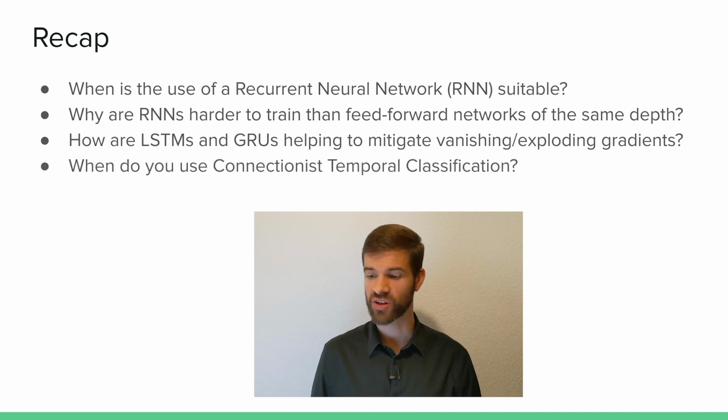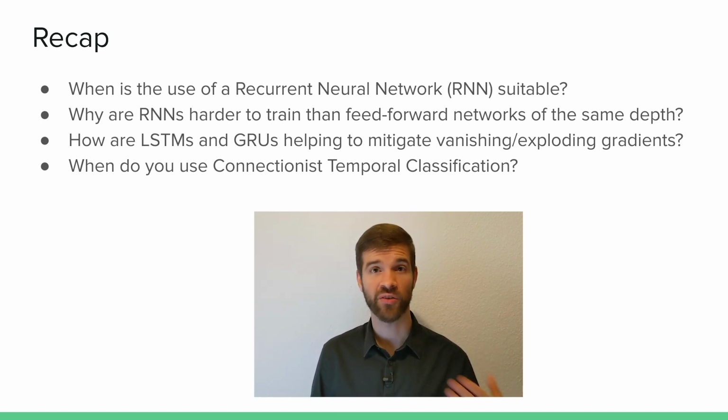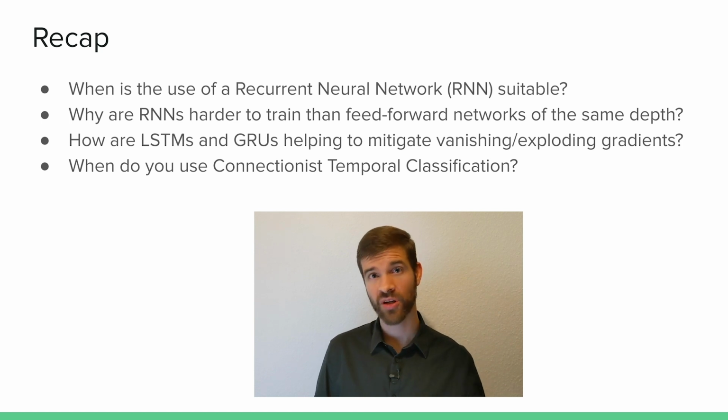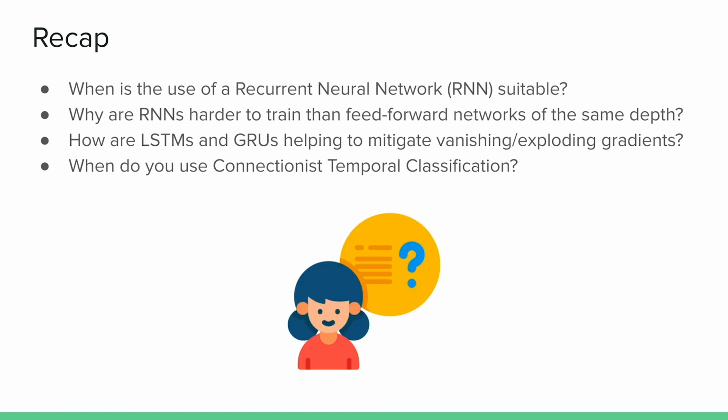And last but not least, when do you use connectionist temporal classification? Whenever you have two sequences that are unaligned, that you want to process somehow, where you want to go from one sequence to another. For example, if you have recorded audio of me talking and a transcription of the text, and you want to train a network to do this transcription, you would use a connectionist temporal classification loss in this case. So it allows us to work with sequences that are unaligned.